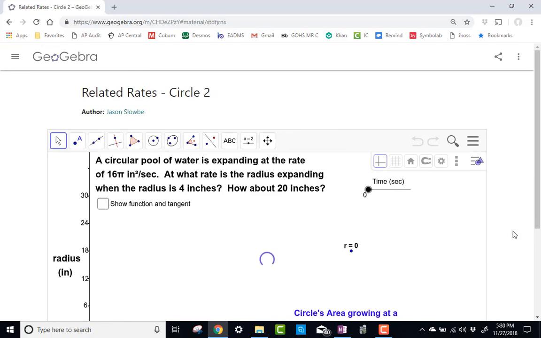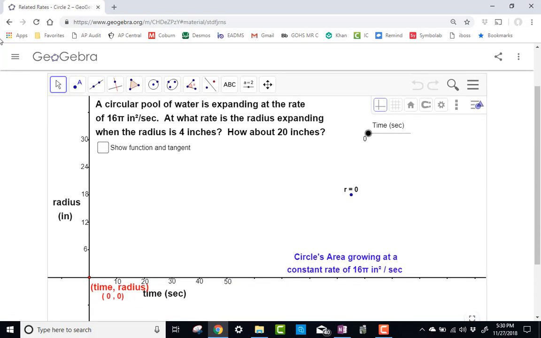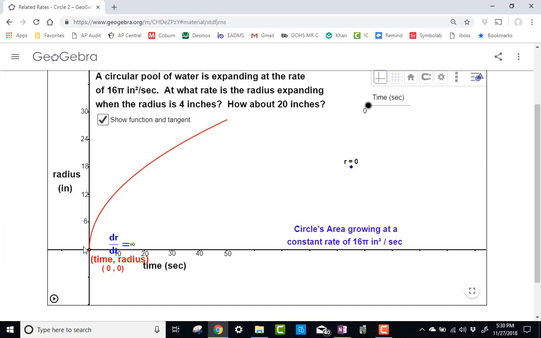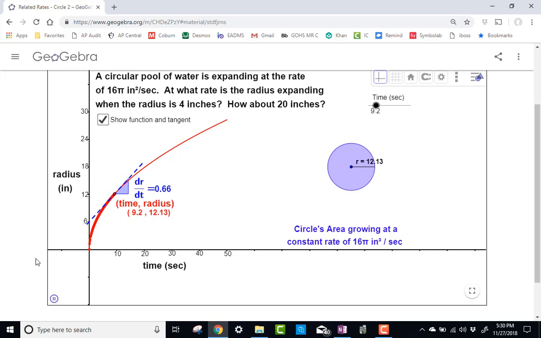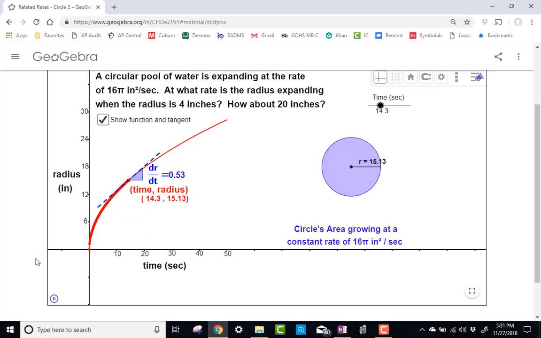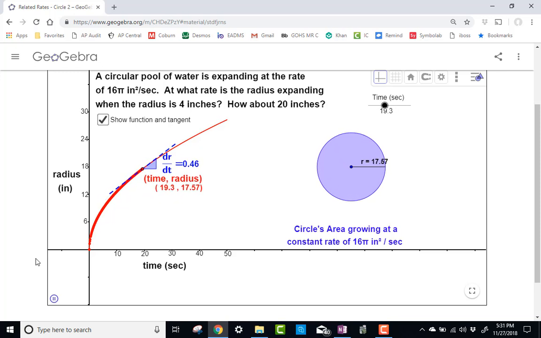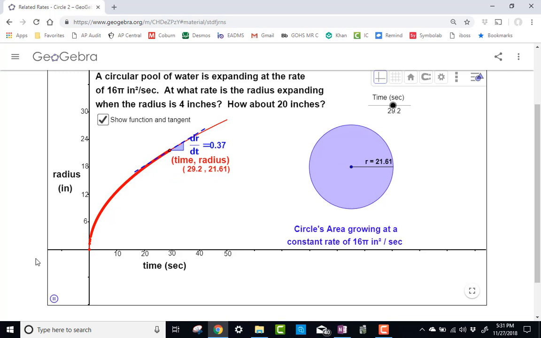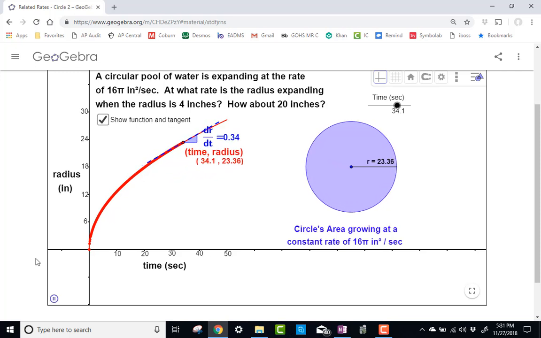Okay, so this time I'm going to show the graph with the tangent line, and I'll talk about it as it goes up the second time around. So we've got our function, the graph of the function as time goes on, the radius changing. Now watch the dr dt this time. You'll notice as time goes on, the length of the radius doesn't grow as quickly. So dr dt is actually a lot less at the end.